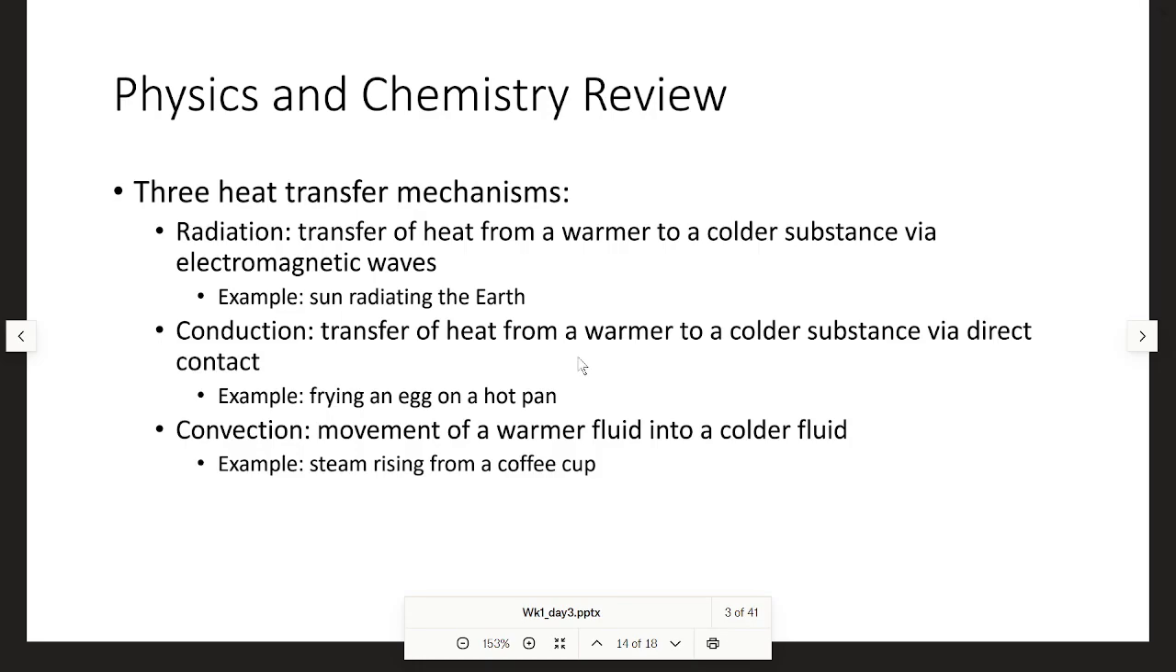So if you have steam rising from a coffee cup, that steam coming up is mixing with the air around it. Another good example of convection is boiling water or a lava lamp. Convection is predominantly what we are seeing in the atmosphere. It creates clouds and storms.